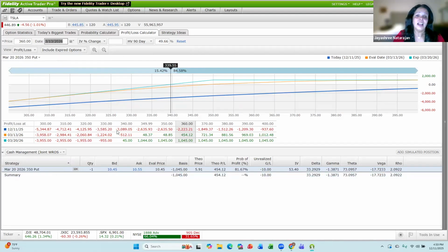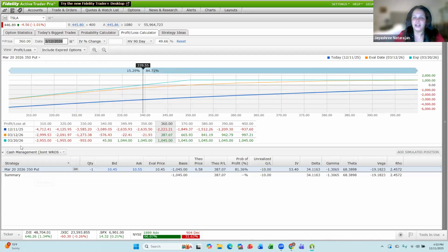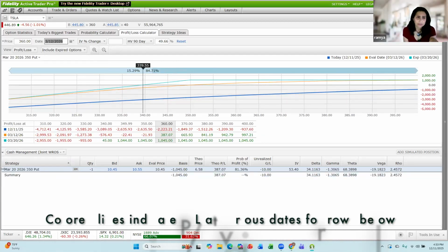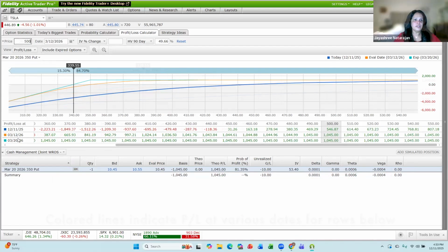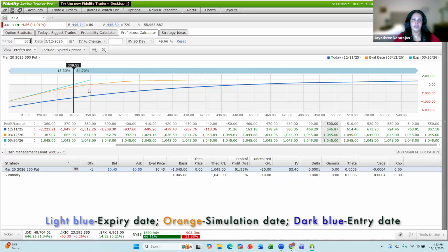You can imagine this, but this simulator tool helps us to see where it stands, and depending on your resistance level, you can quickly plug in and see. You can change this date to anything. This is 3/13/26. You can put it, but it has to be lesser than your expiry date. In the graph section, the three different colors are aligned to the three different lines in the table. This blue is your expiry date, the final one. This orange is the one which I'm simulating. And this particular one is the entry date.